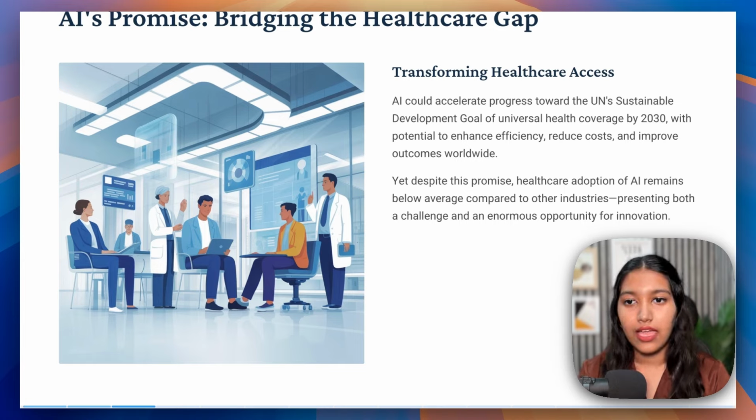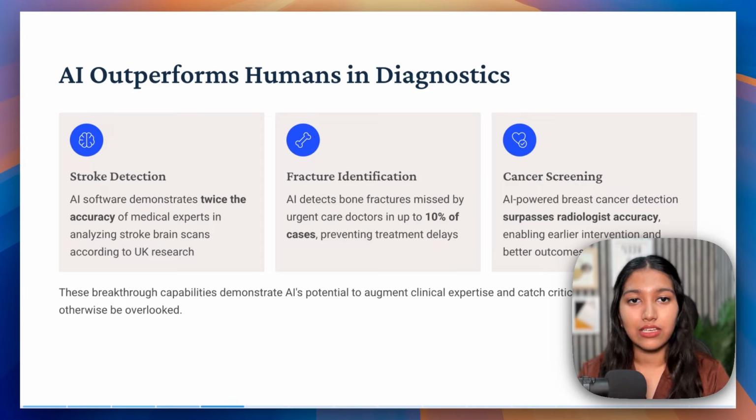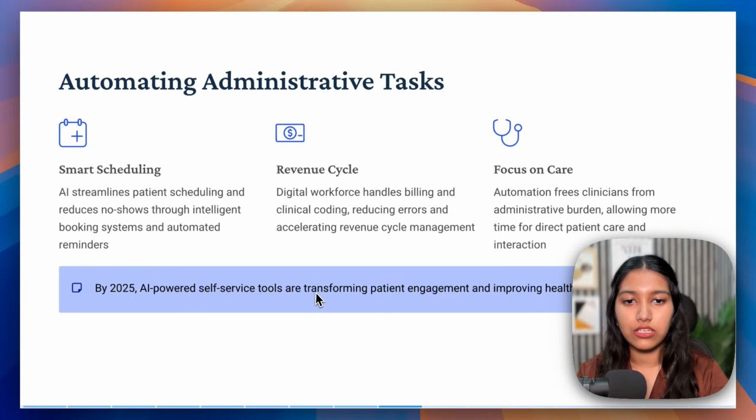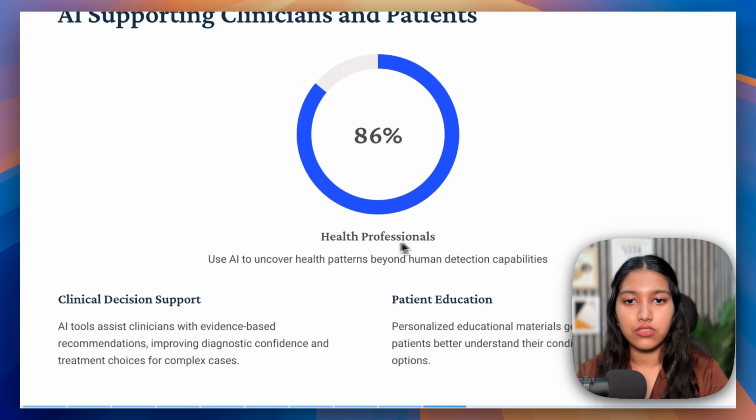Breakthrough AI technologies. AI outperforms humans in diagnostics. All right, just have a look at these icons. For stroke, it has the brain. For a fracture, it has the bone. I mean, yeah, it pays attention to the smallest details. And I'm not sure if you've noticed, but when I open a new slide, just have a look at the animation as well. See? It just comes in. All right, looks good. By 2025, AI-powered self-service tools are transforming patient engagement and improving healthcare access. 86% of health professionals are going to use AI to uncover health patterns.